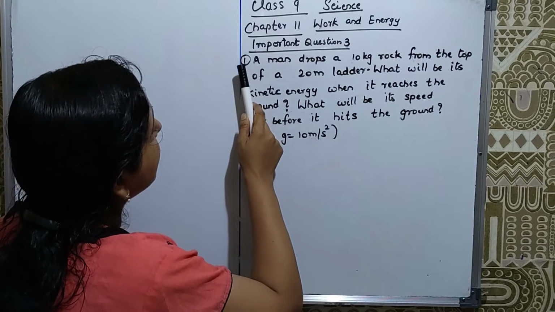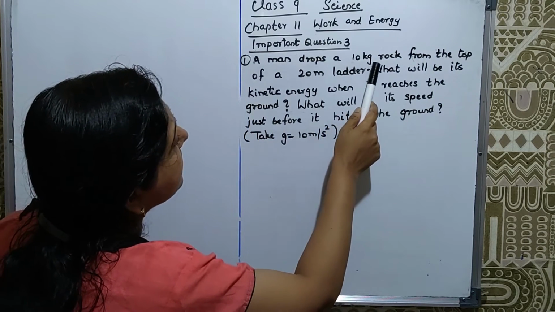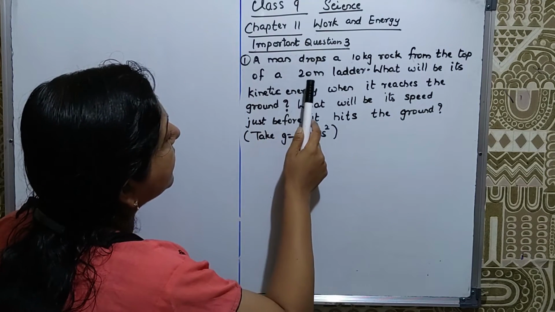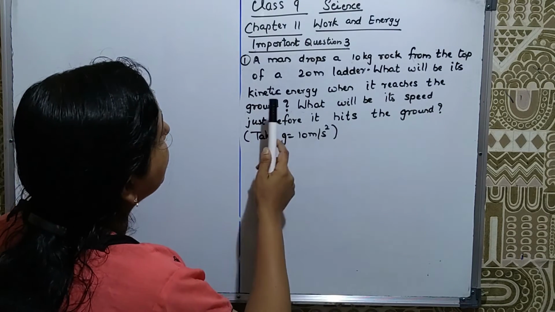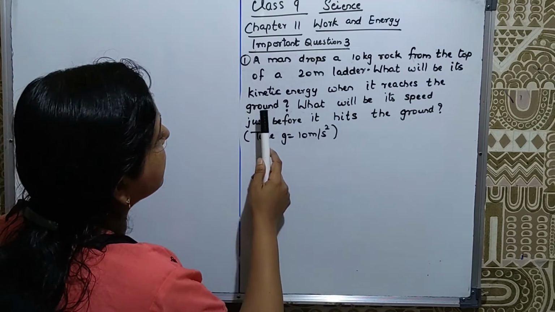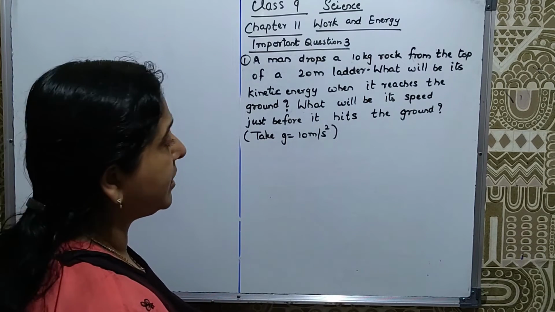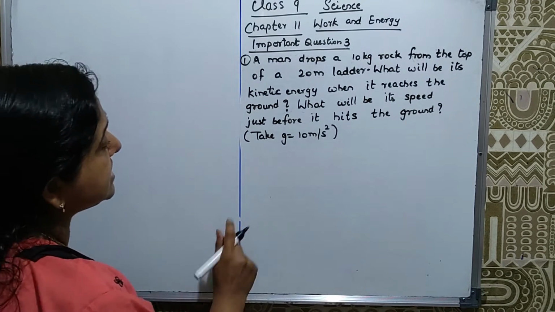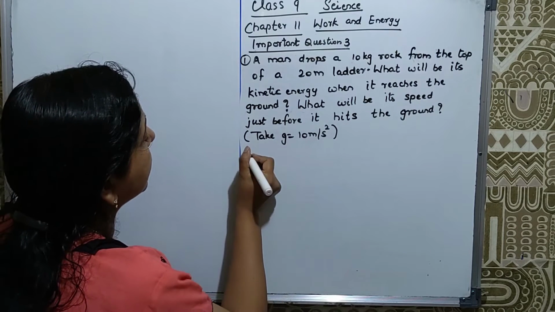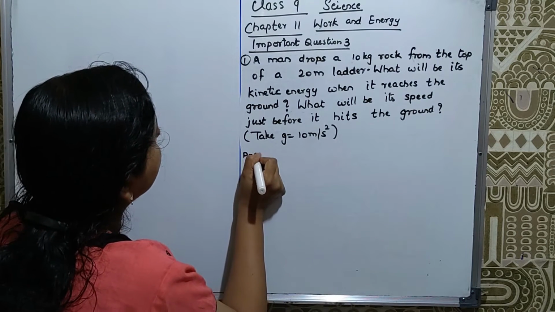Important question 3. First one, a man drops a 10 kg rock from the top of a 20-meter ladder. What will be its kinetic energy when it reaches the ground? And what will be its speed just before it hits the ground? Acceleration due to gravity g equal to 10 meter per second squared. And the answer will do.